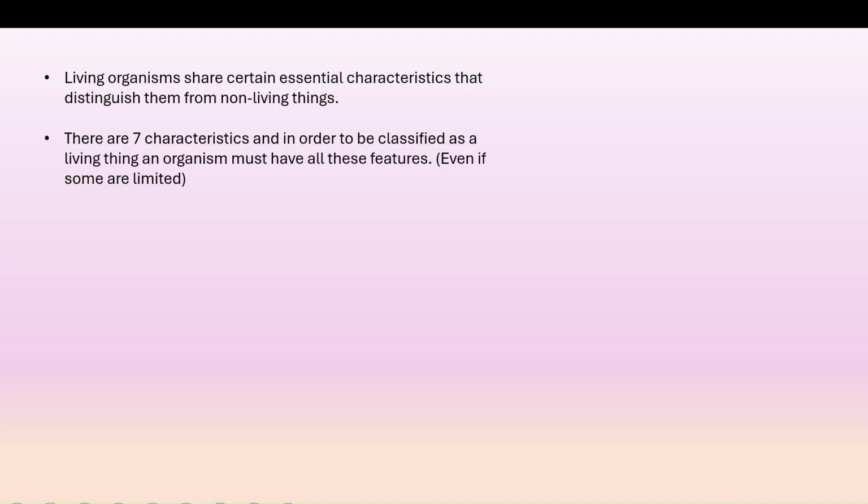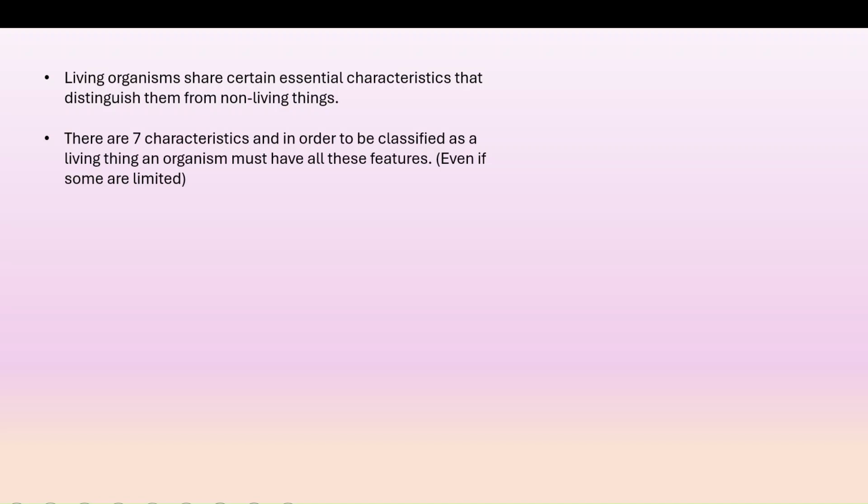So first, how do we know if something is alive? Well, living organisms share certain essential characteristics that distinguish them from non-living things. There are 7 characteristics, and in order to be classified as a living thing, an organism must have all these features, even if some are limited.